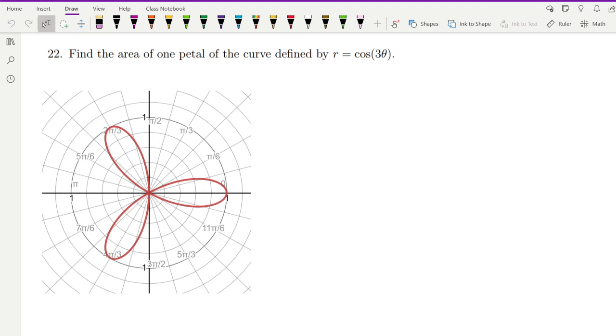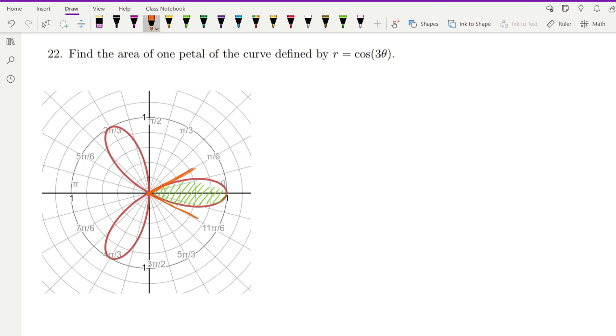One thing we need to know in order to answer this: we're finding the area of one petal. We could choose which petal we want. Usually it's going to be easiest to pick the one that's first, closest to 0. It might seem clear to you that this petal occurs between negative pi over 6 and pi over 6. It's not always as clear as it seems what the first and the last angle are.